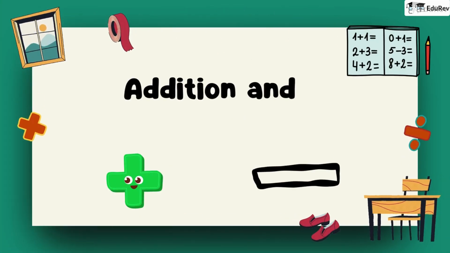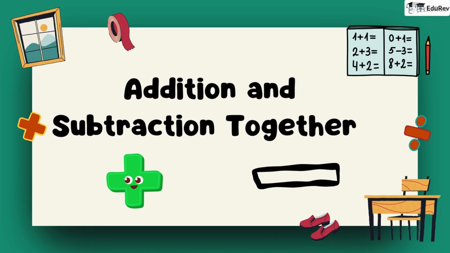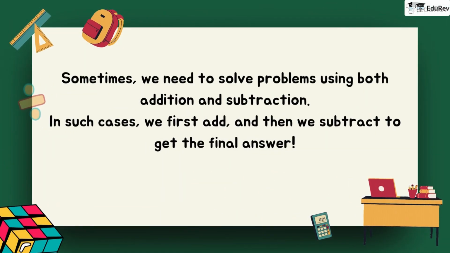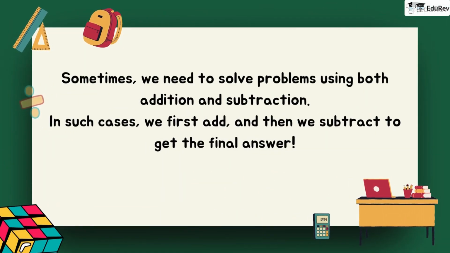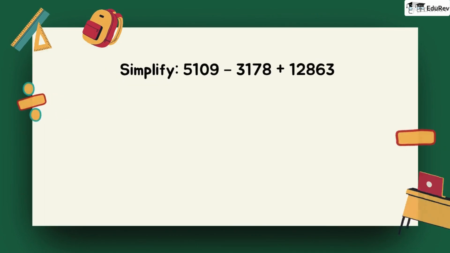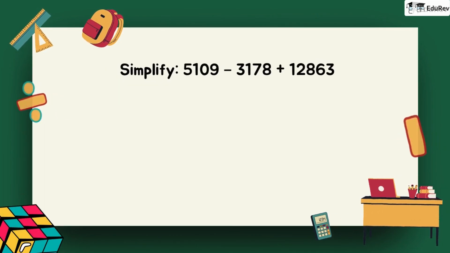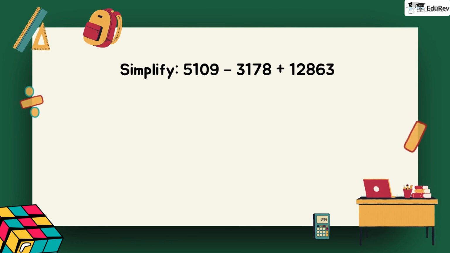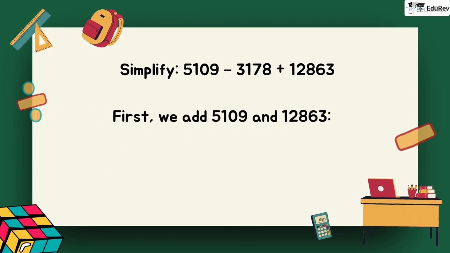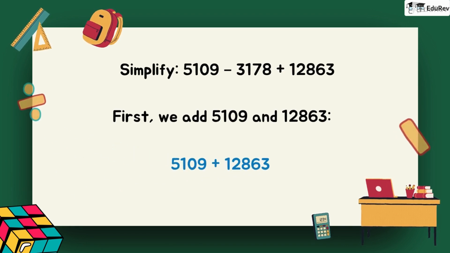So, students, let us now learn the concepts of addition and subtraction together. Sometimes, we need to solve problems using both addition and subtraction. In such cases, we first add and then we subtract to get the final answer. For example, simplify 5,109 minus 3,178 plus 12863.